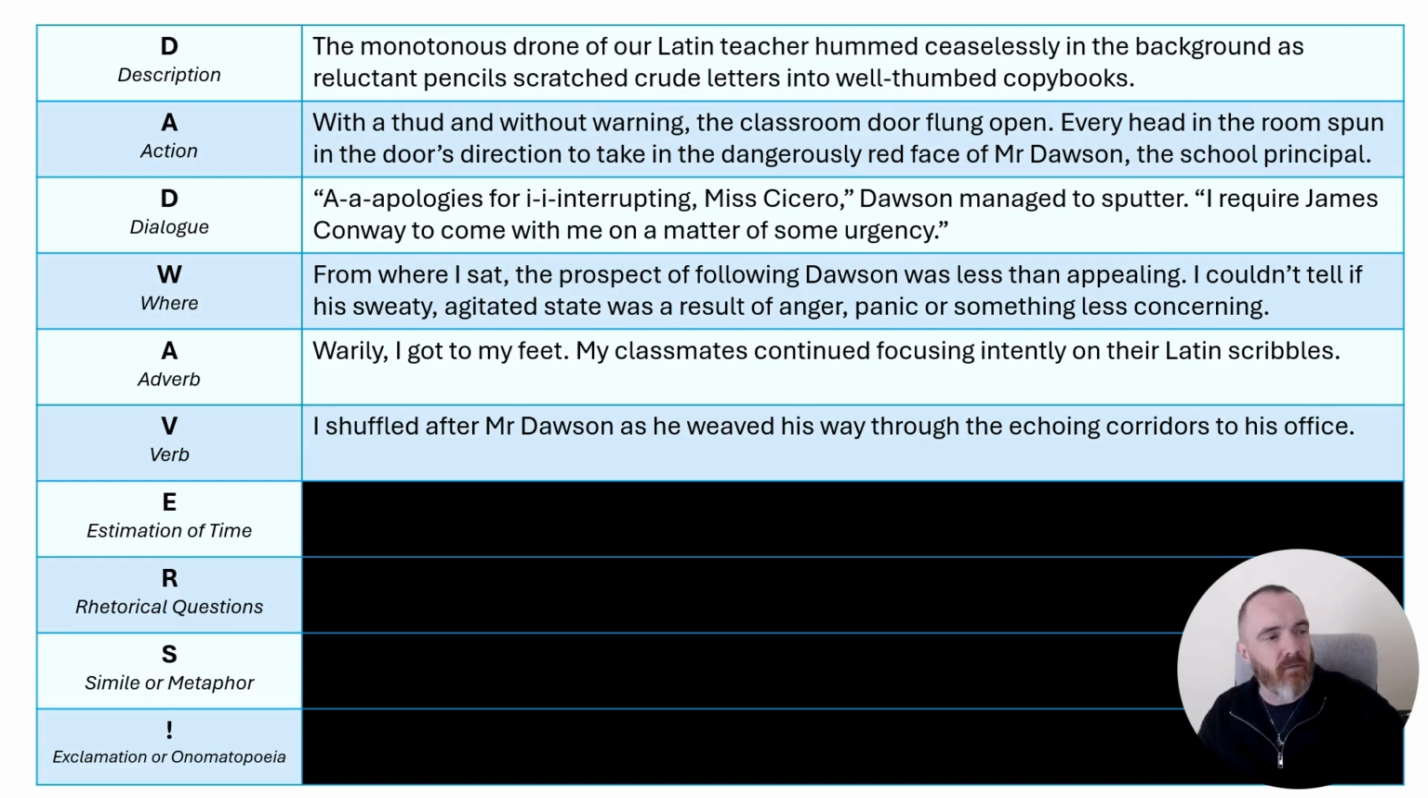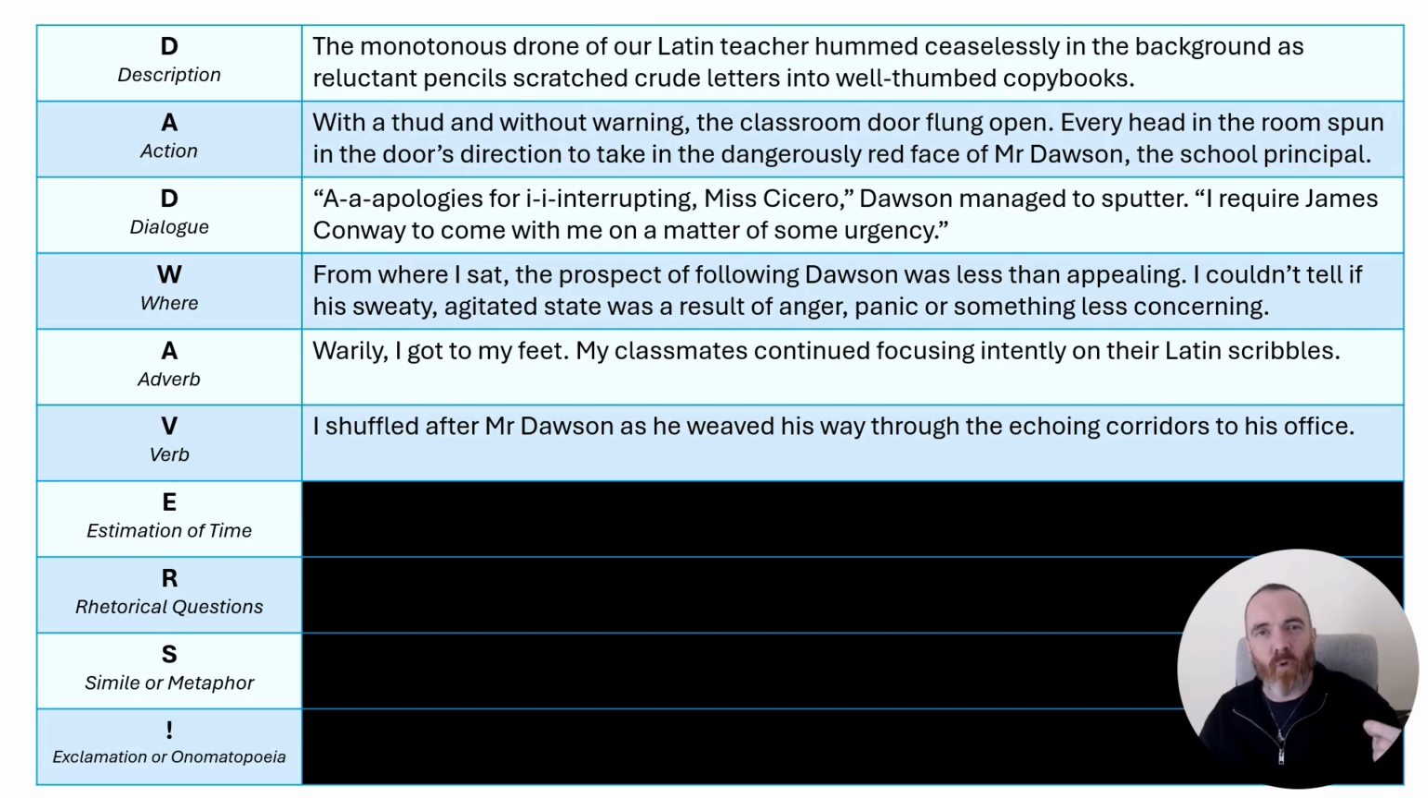Notice that the adjective "echoing" here is relating again to sound rather than just visual description. But we can surmise that these corridors are large, cavernous, maybe not a lot of furniture to soak up the sounds. Notice the importance of the verbs chosen here, "shuffled" rather than "walked."